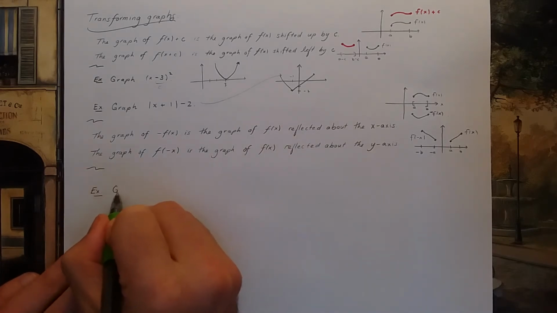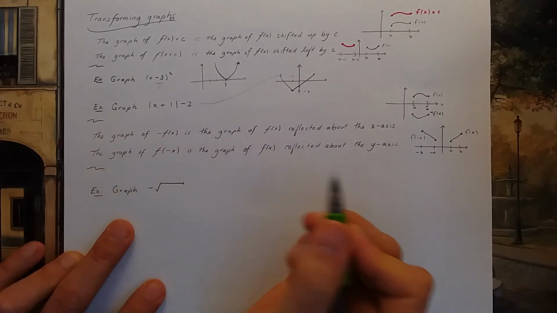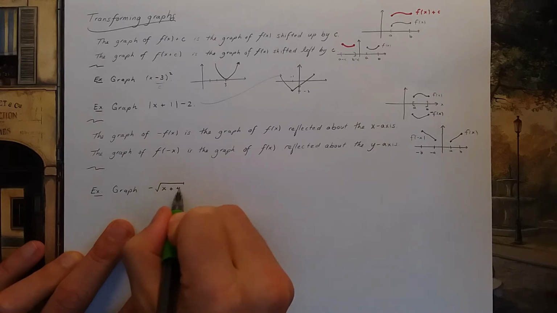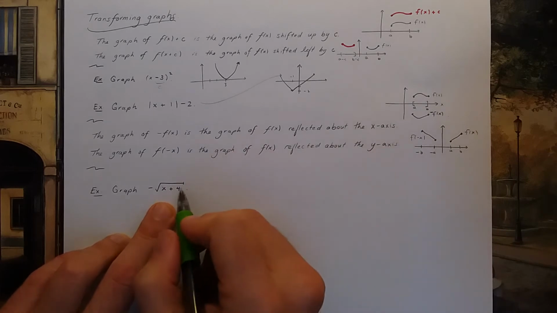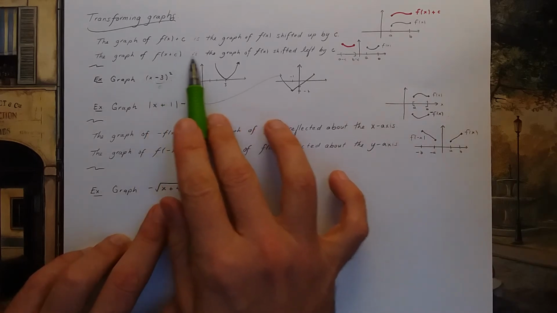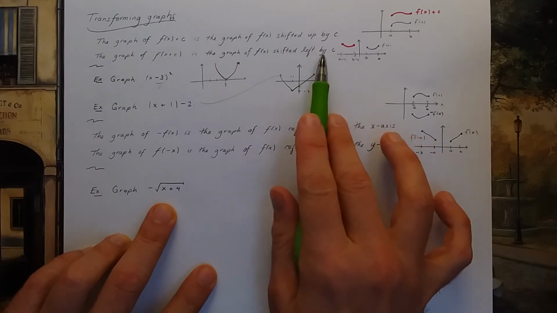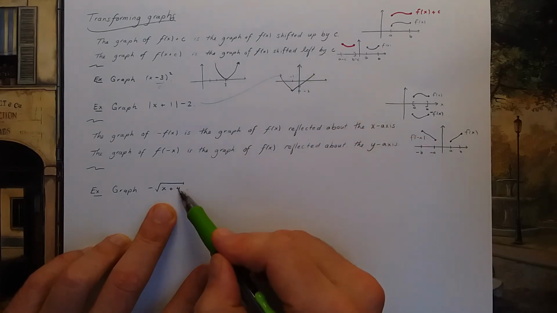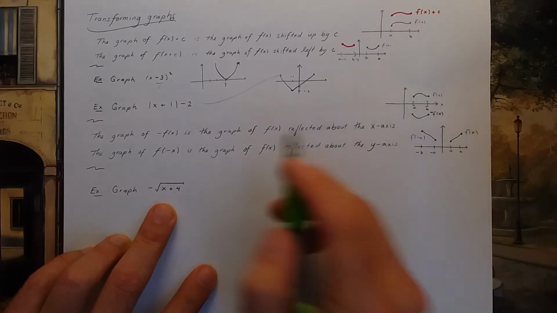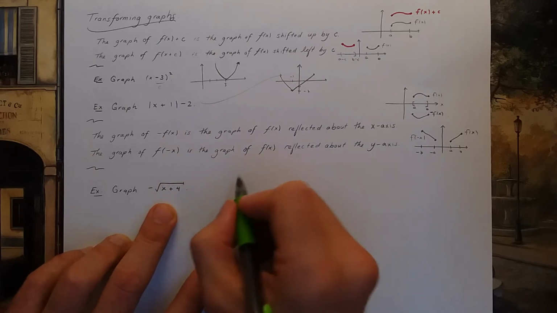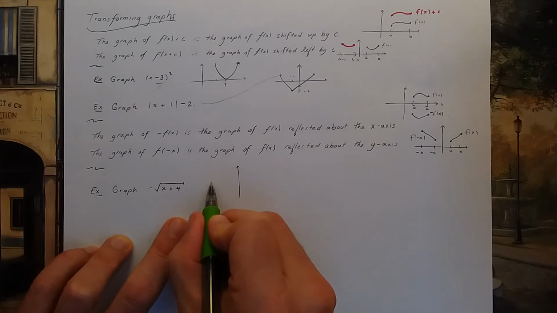So why don't I graph the function negative the square root of x plus 4. So I'm doing two operations here. The first one is I'm shifting the graph horizontally. I'm shifting it to the left by 4. And after that, I'm reflecting the graph about the x-axis. So I'm starting with the square root graph and thinking about those two transformations.